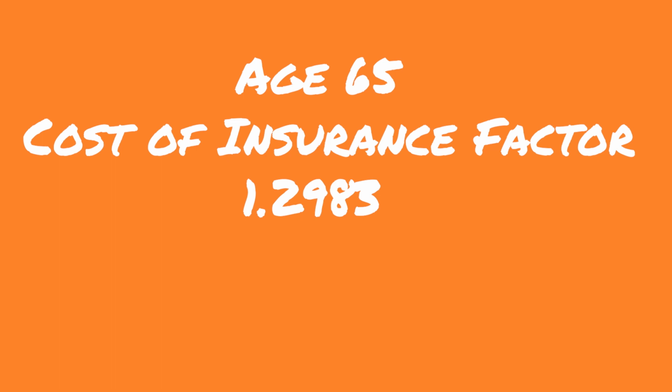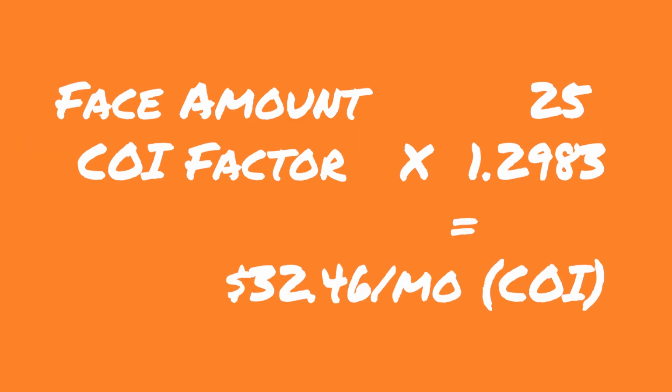Now, when calculating age 65, her cost of insurance factor is 1.2983. So we'll multiply 25 by 1.2983. In this calculation, you'll notice the cost of insurance has exceeded the regular monthly premium payment, but not to a degree that would drain the cash value rapidly.